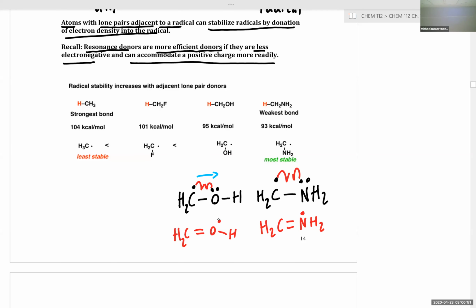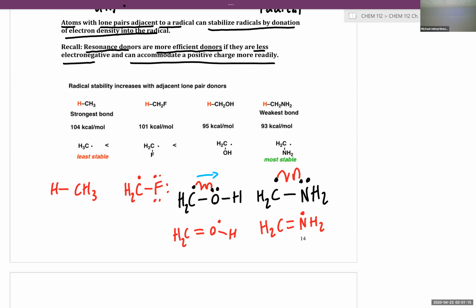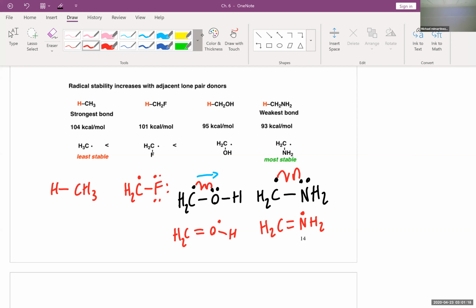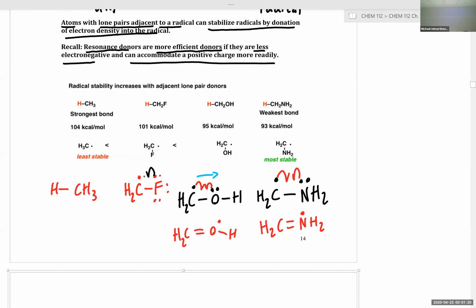And the resonance stabilization wins out over the electron withdrawing character. That is why, if we compare a CH in CH3 to a CH bond where we have an adjacent fluorine, even fluorine can contribute to this behavior. Even fluorine can participate and exhibit a donation effect. So the donor effect wins out over the withdrawing effect.